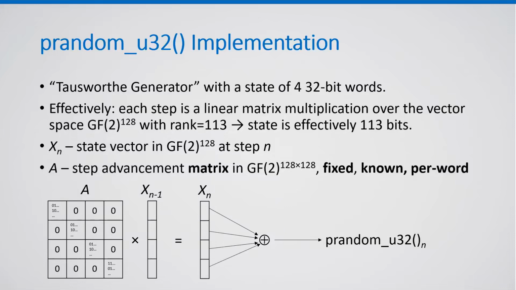The output of Prandom U32 is obtained by applying exclusive OR to the 4 words of the state vector. Each Prandom U32 bit is a linear combination of the state vector bits, thus providing one linear equation on the state vector. Using linear equation solving, with enough Prandom U32 bits, the attacker can reconstruct the entire state vector.